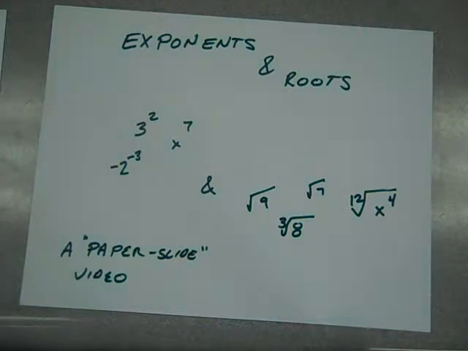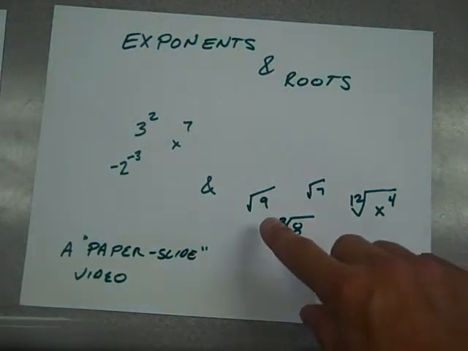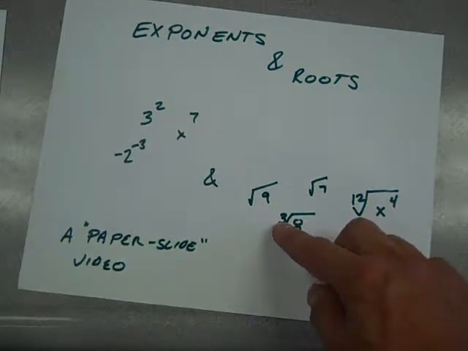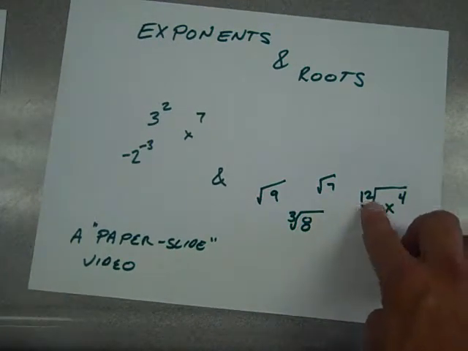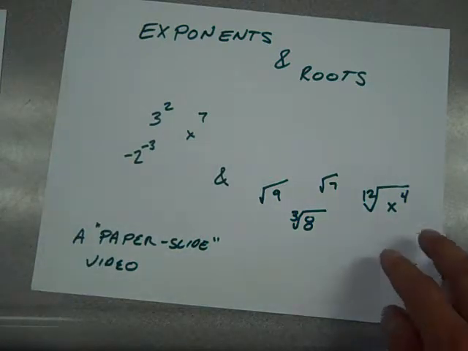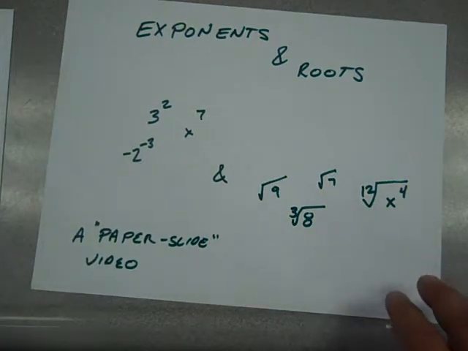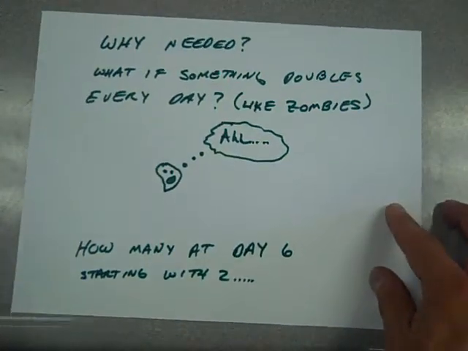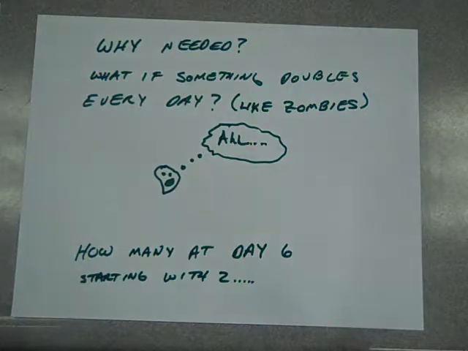And we're going to talk about roots. And roots are the radicals, like the square root of 9, the radical, square root of 7. The cube root of 8, the 12th root of 7. And a paper slide video is something that you guys can do as we get further on and we are doing our own videos. So let's start with why is this even needed?